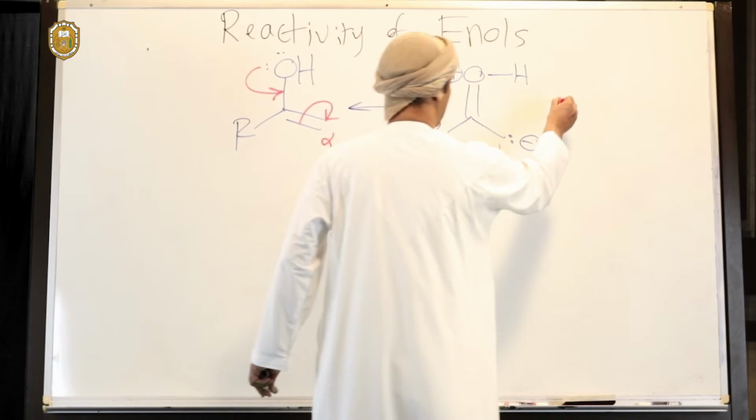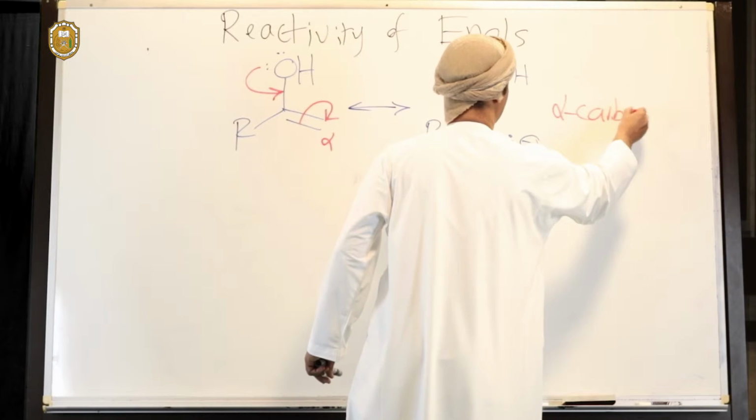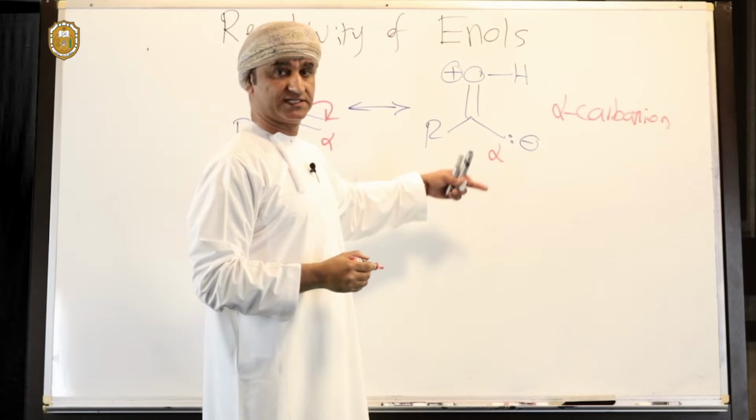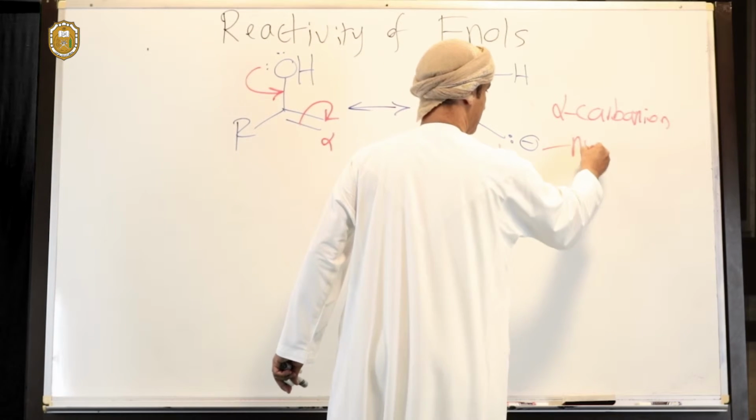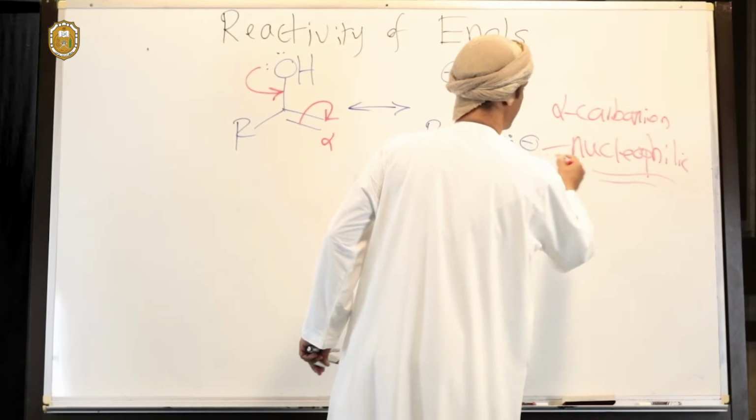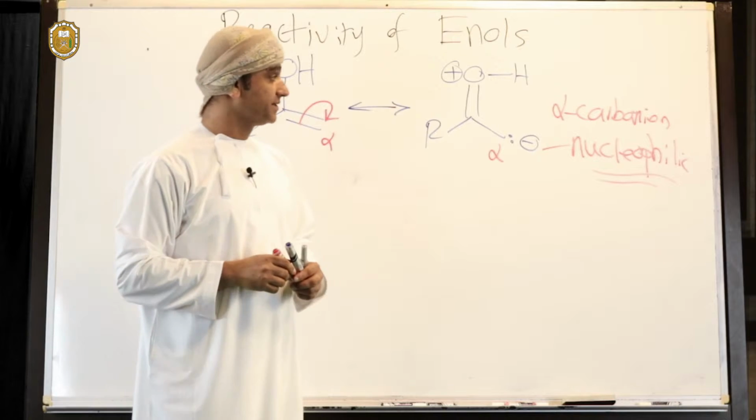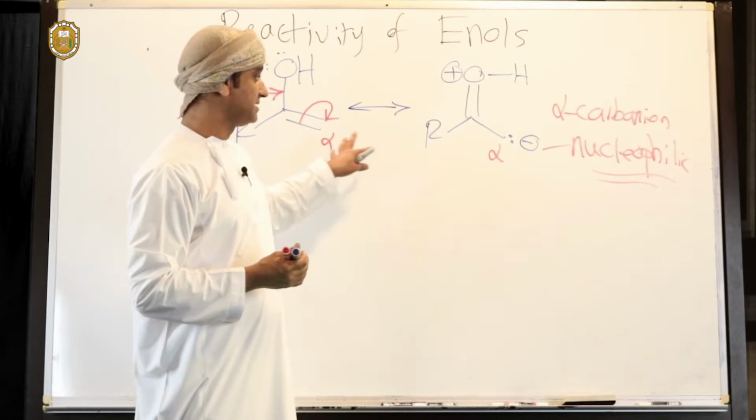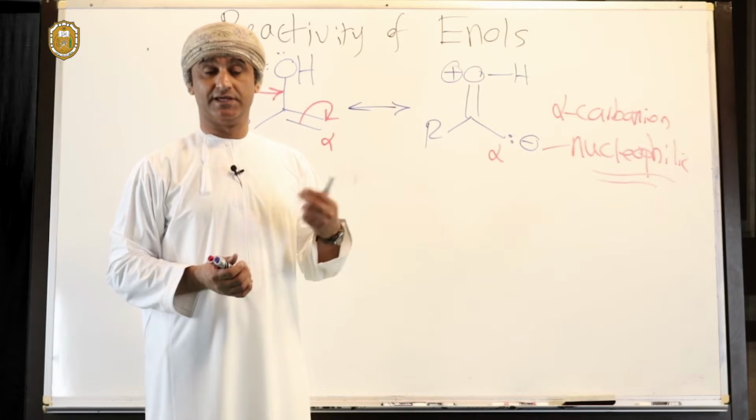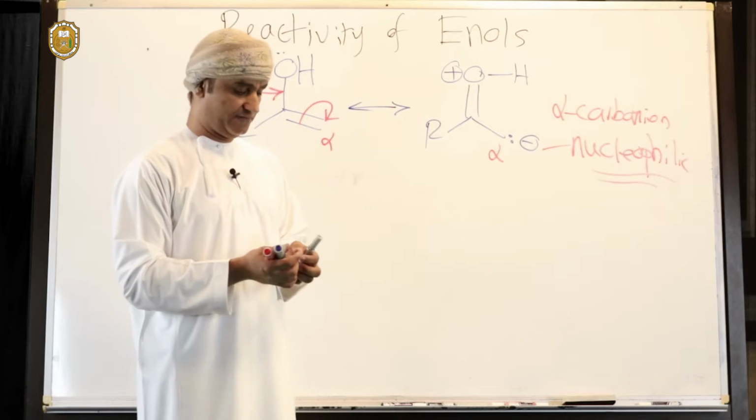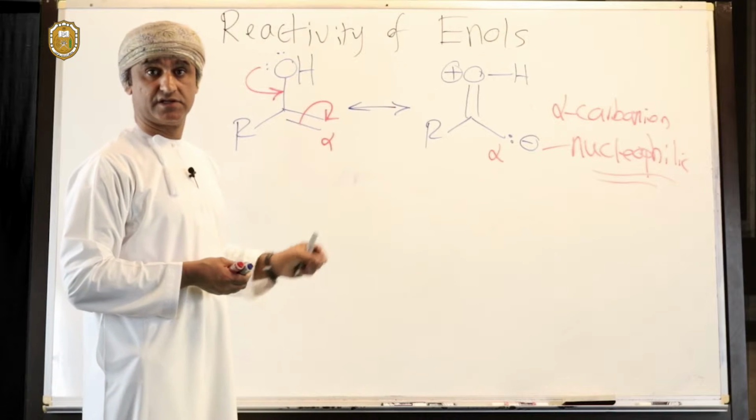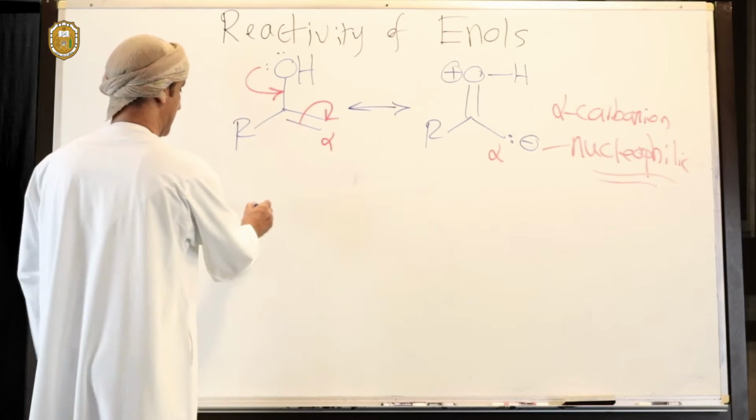This is also called an alpha carbanion because there is a negative charge on the alpha carbon. It is nucleophilic because it has a negative charge. So this carbon is nucleophilic. So that's why enols are nucleophilic, because of this resonance. They are nucleophilic at the alpha carbon. And if they are nucleophilic, therefore, they can react with electrophiles. So this is a proof, if you like, that enols are nucleophilic at the alpha position.